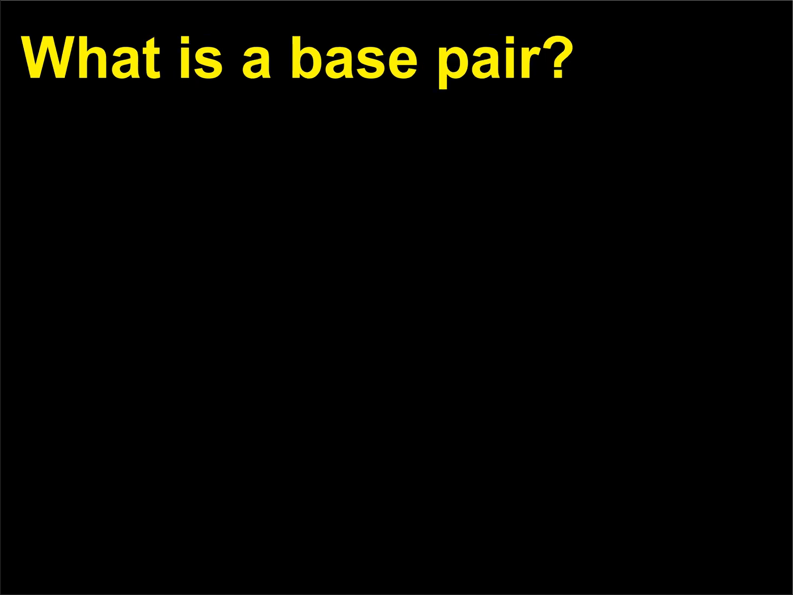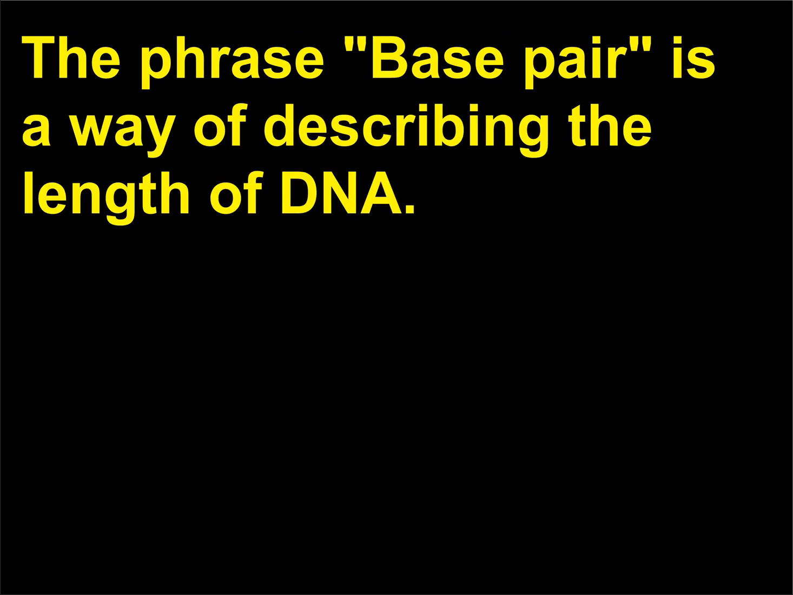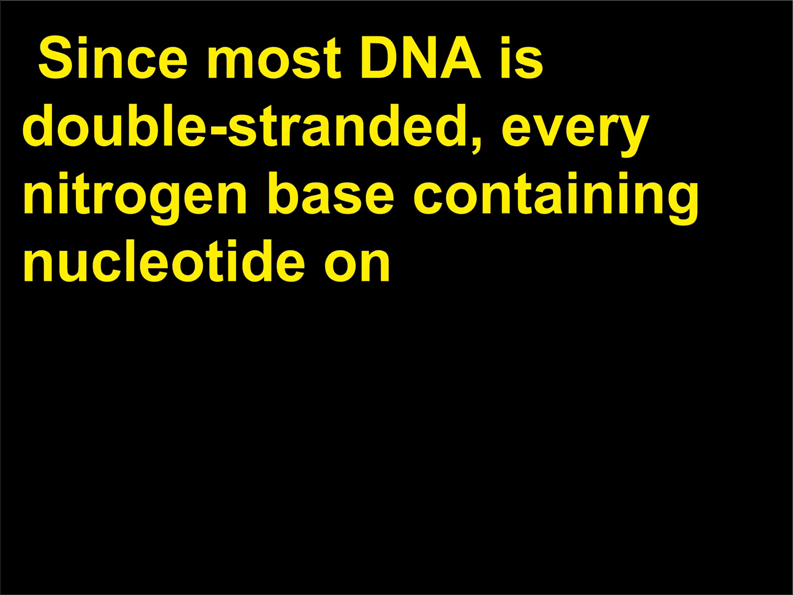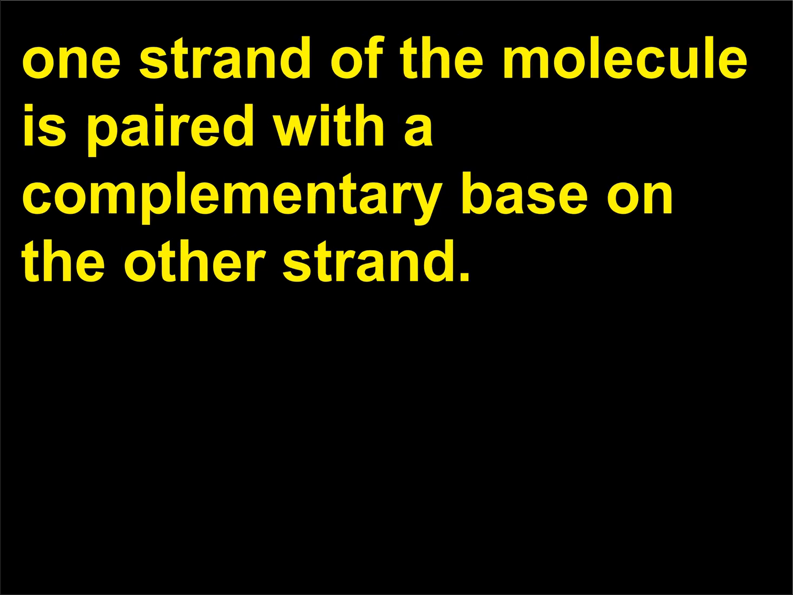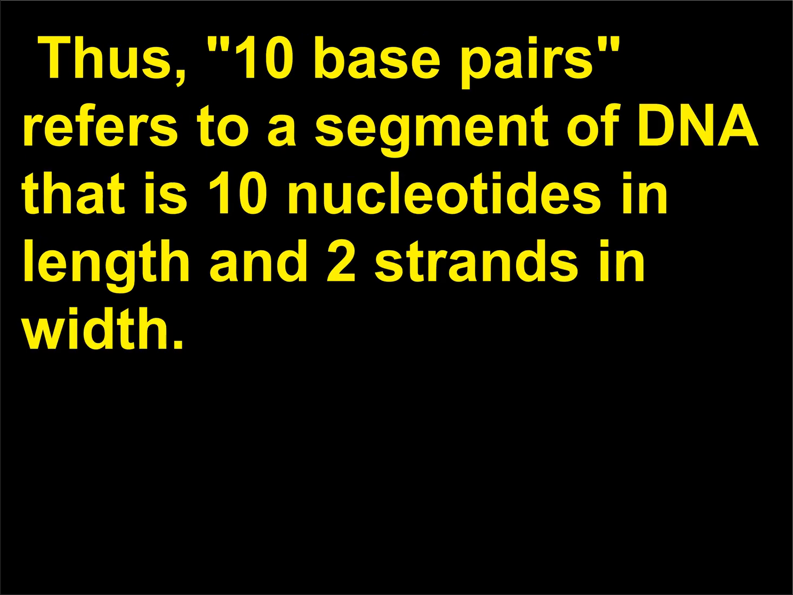What is a base pair? The phrase base pair is a way of describing the length of DNA. Since most DNA is double-stranded, every nitrogen base containing nucleotide on one strand of the molecule is paired with a complementary base on the other strand. Thus, 10 base pairs refers to a segment of DNA that is 10 nucleotides in length and 2 strands in width.